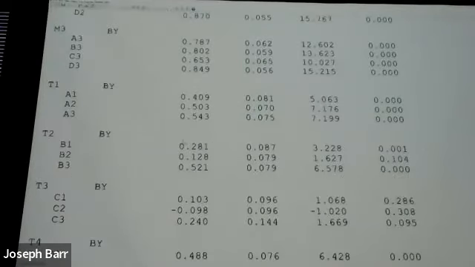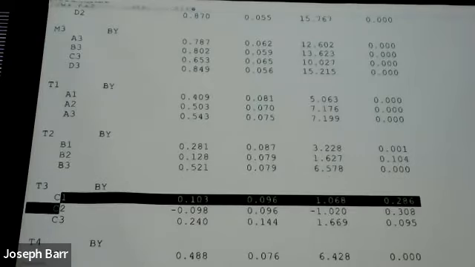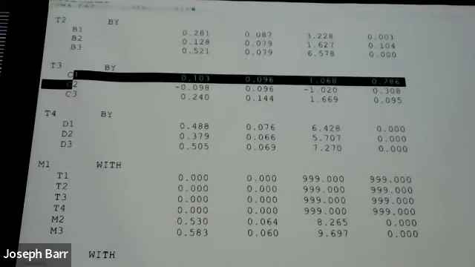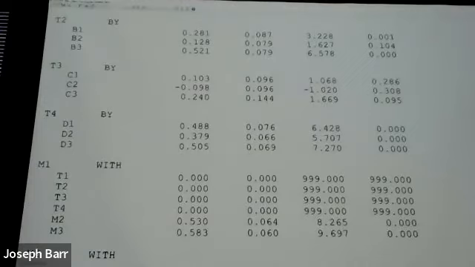That's the loading here. T2 is achievement, measured by these three. Affiliation is measured by these three. Leadership is measured by these three.